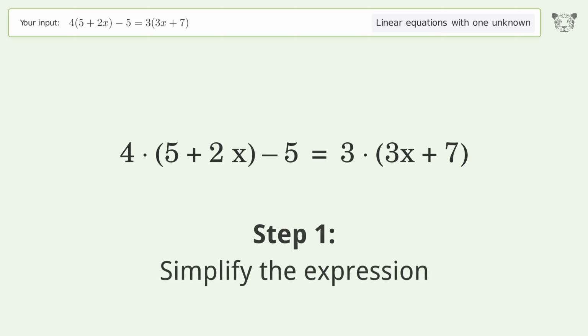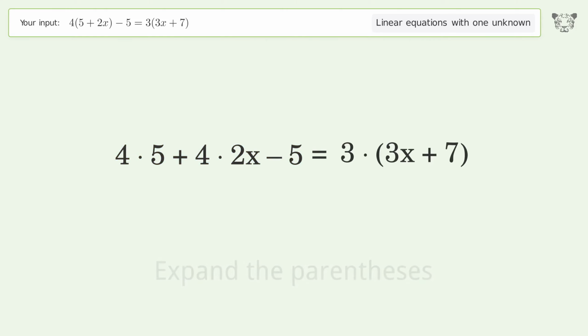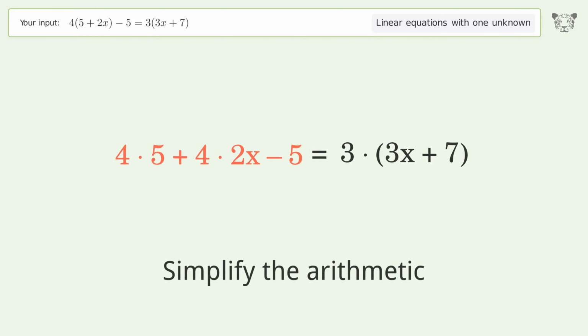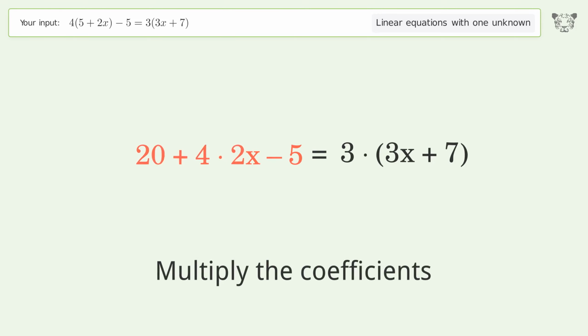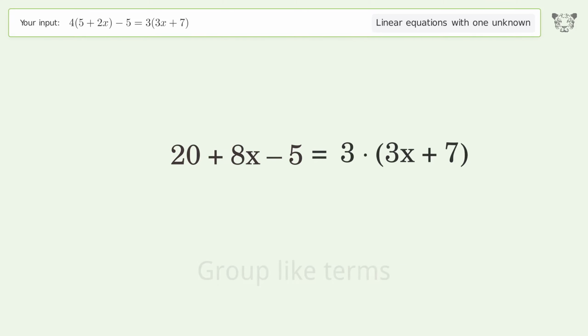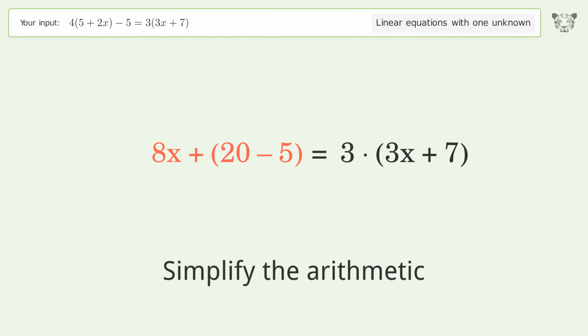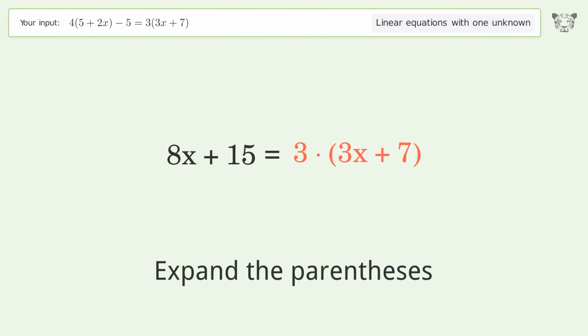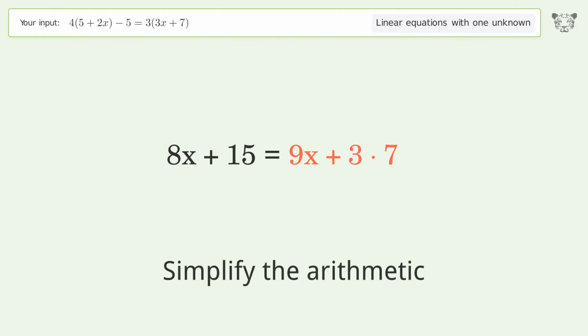Simplify the expression. Expand the parentheses. Simplify the arithmetic. Multiply the coefficients. Group like terms. Simplify the arithmetic. Expand the parentheses. Multiply the coefficients. Simplify the arithmetic.